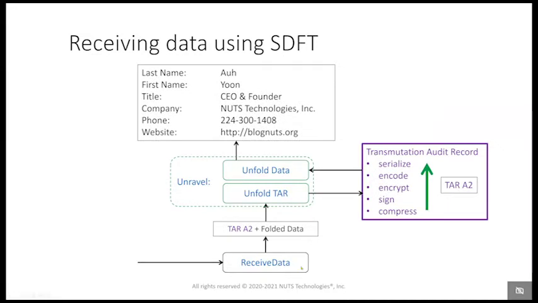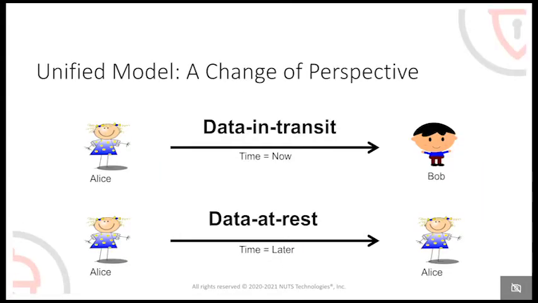When that message is received on the other end, we know that it is composed of the TAR A2 plus the folded data. So the first step is to unravel that in layer 1 and unfold the TAR, and basically out pops the instructions that created the folded data, and we simply reverse the commands on that data, and out pops the structured data.